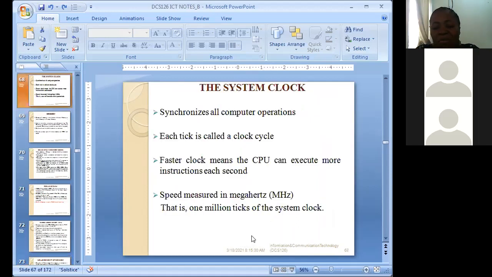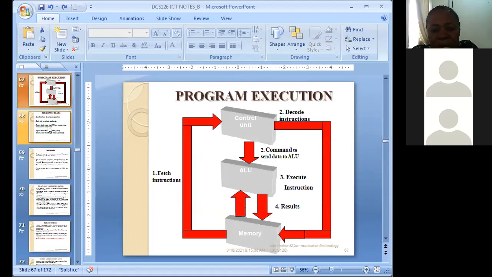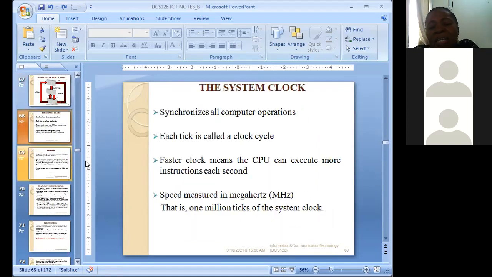Students, I think I've overflogged this. I believe everybody understands. There's no one that shouldn't, because I've really overflogged this. Okay, let's move on to the system clock.